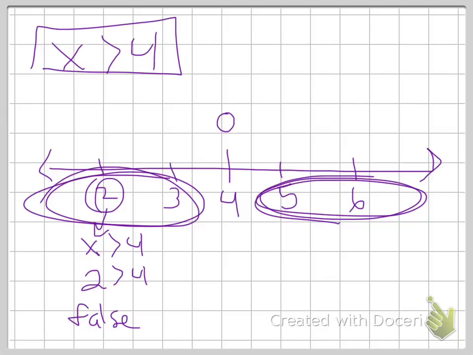But if we try something on the right side, and we're still working with x is greater than 4, let me try to put 5 in. Let's say 5 is greater than 4. Absolutely, that is true.